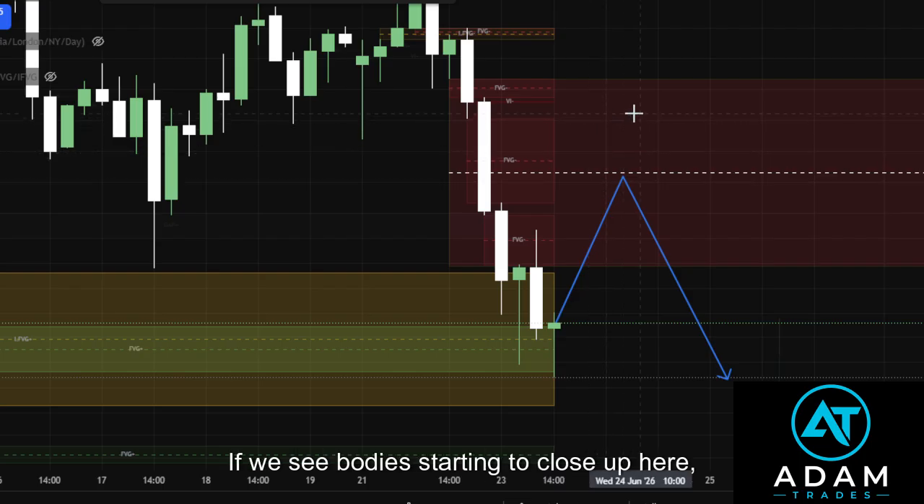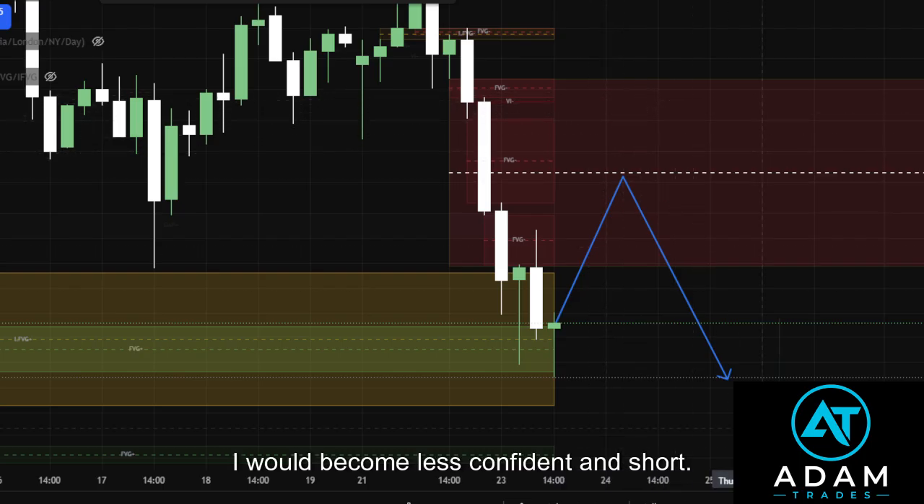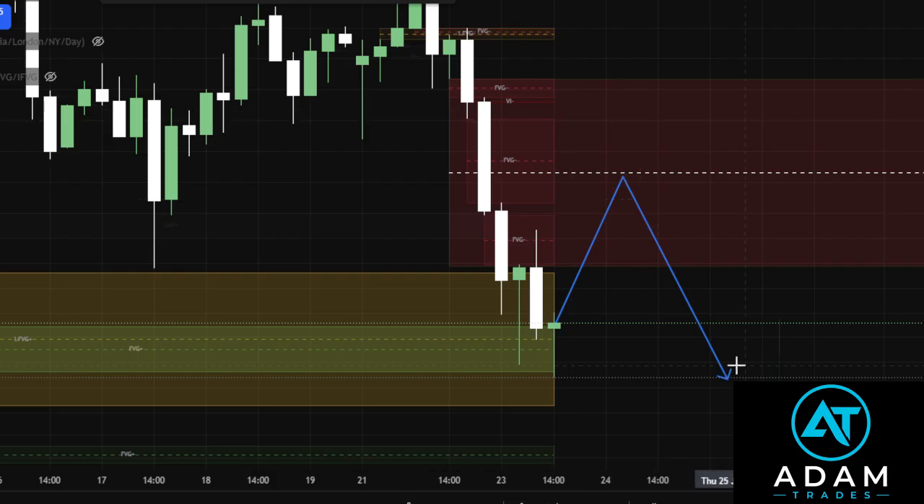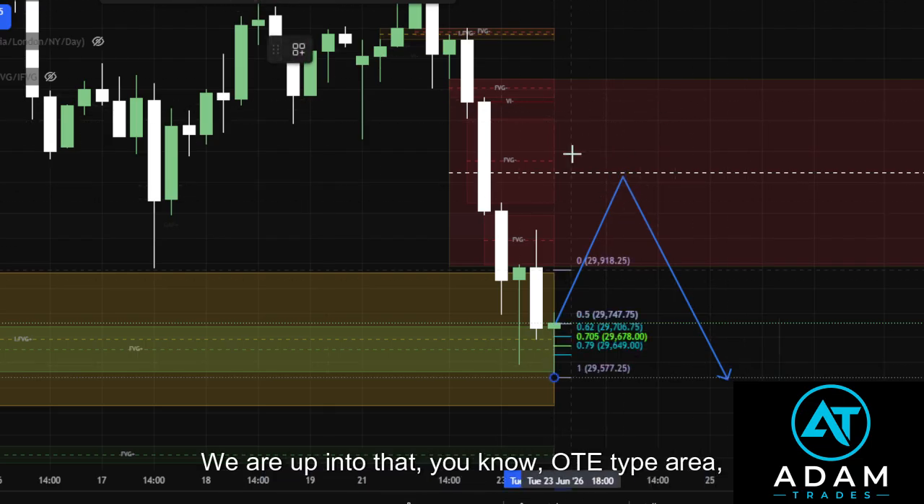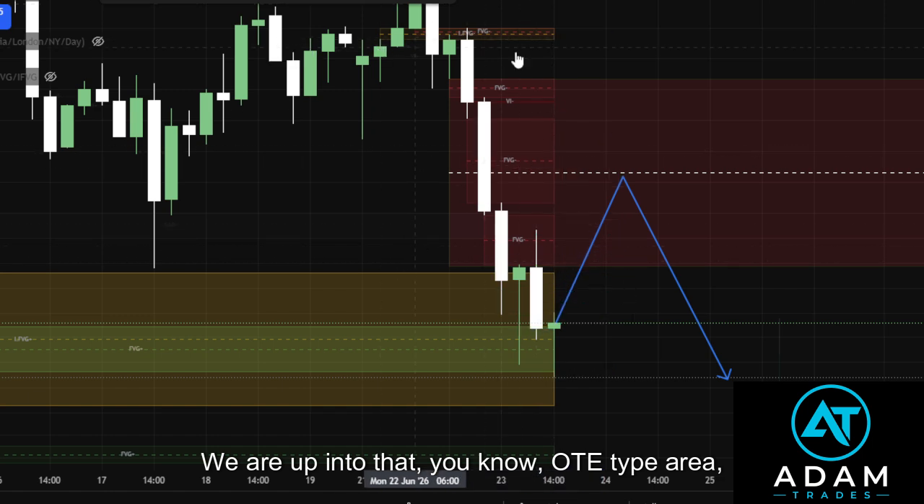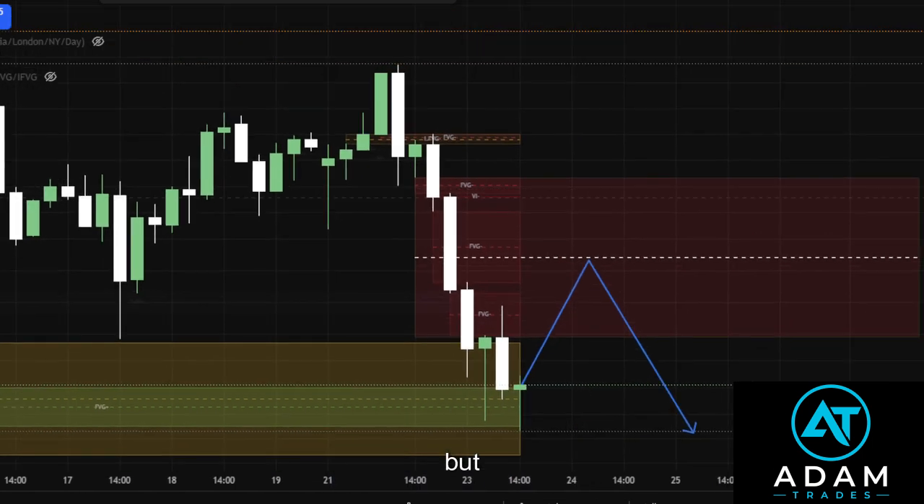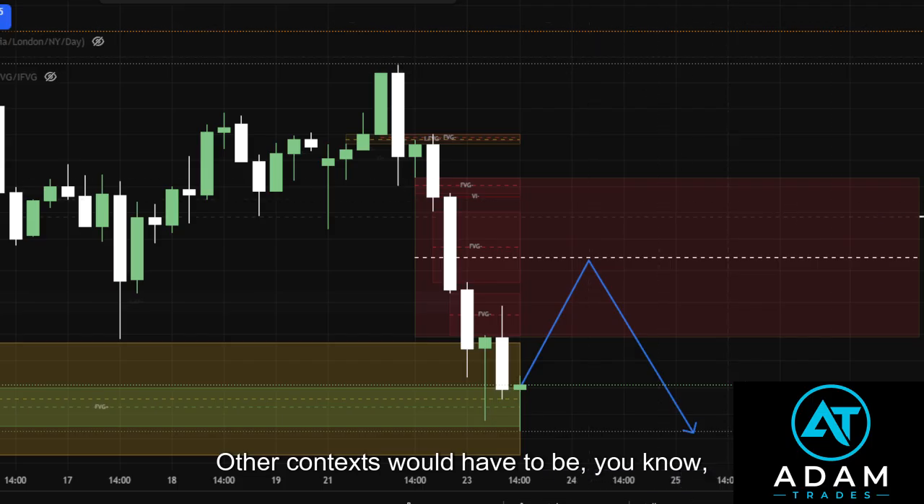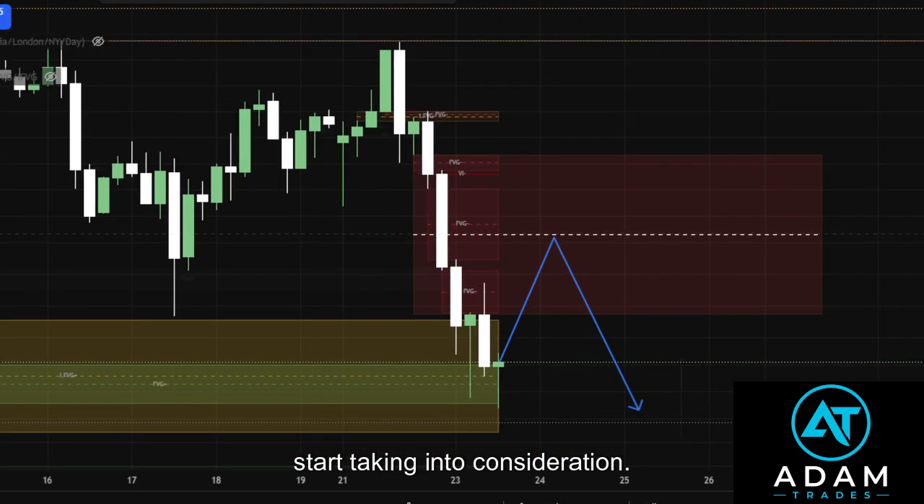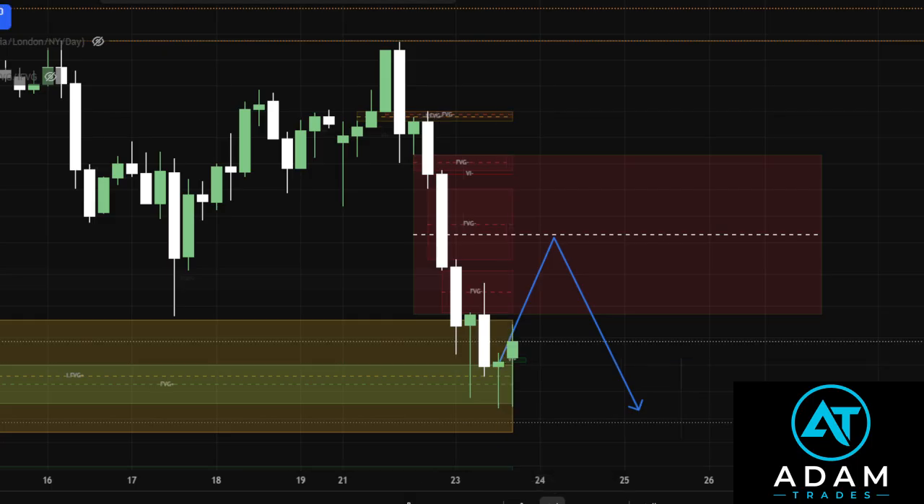If we see bodies starting to close up here, I would become less confident in short, because again, we're getting a little bit too deep. We are up into that OTE type area. But it would depend. Other contexts would have to start being taken into consideration. So let's just play a couple candles out.